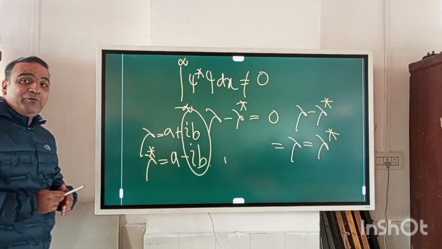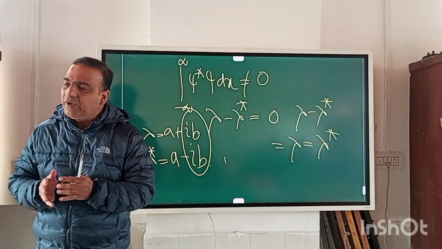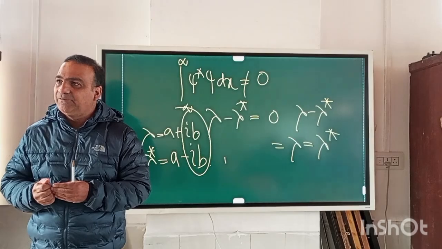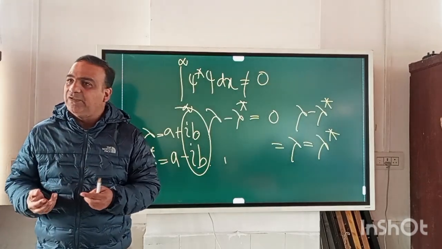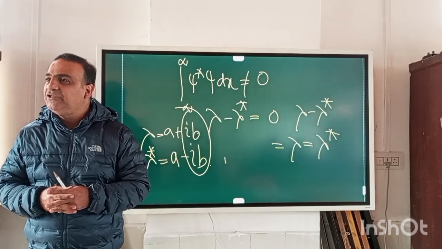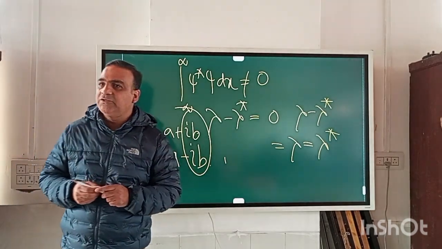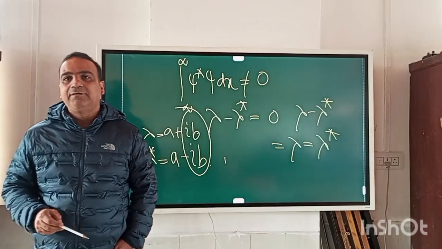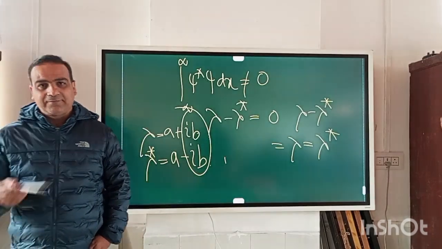So this is how we prove that when we act a Hermitian operator on a wave function, we always come up with the real energy eigenvalue. So if you have any questions, you can ask me. Right? Okay.